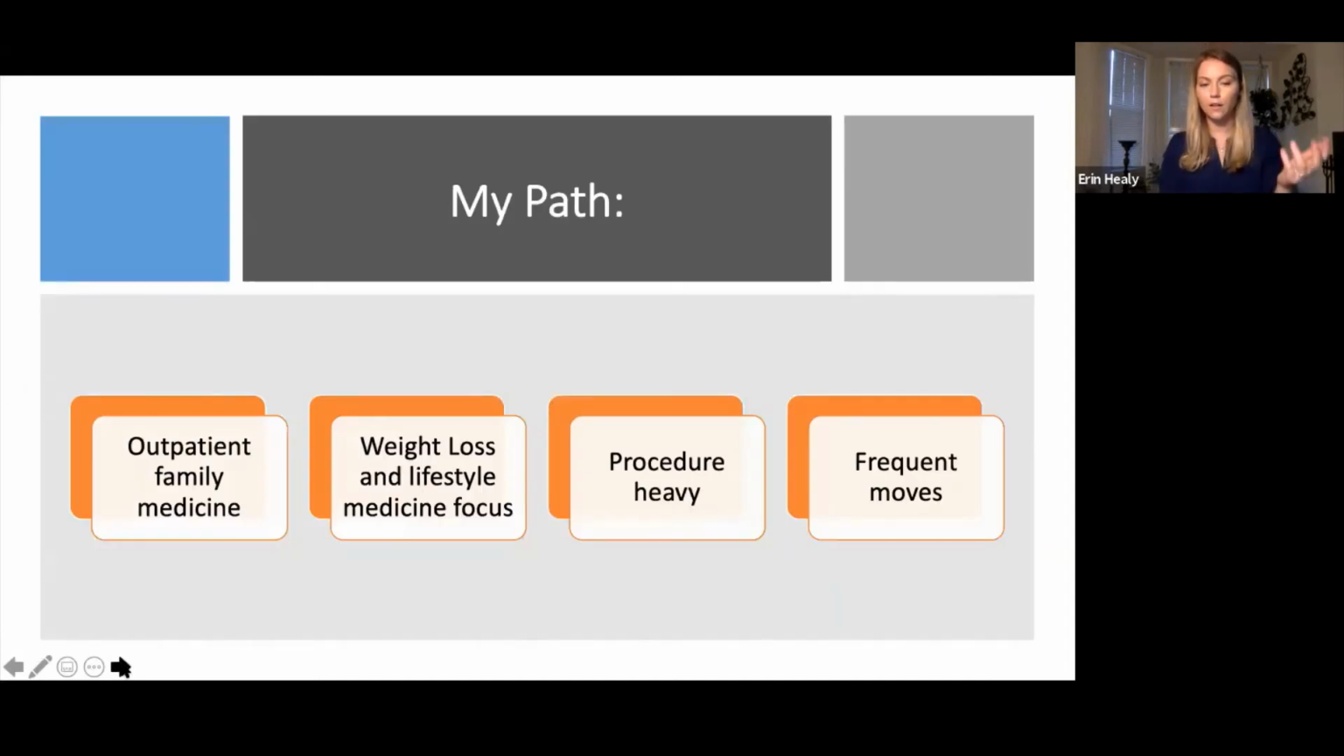All right, so I kind of already talked about my path a little bit, but I am going to focus on outpatient family medicine. I am currently in Greenville, North Carolina, but my husband is a military physician based in Norfolk, Virginia, so about 2 hours north of here. So in a few months, I will be joining him up there, where I'll be practicing outpatient medicine with a special focus on weight loss and lifestyle medicine, procedure heavy. With his military history, we will be moving quite frequently.